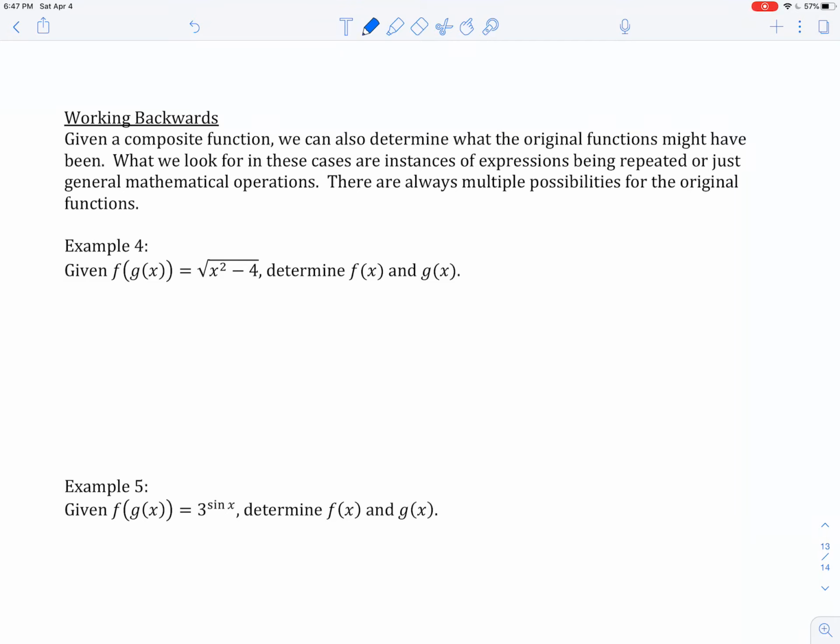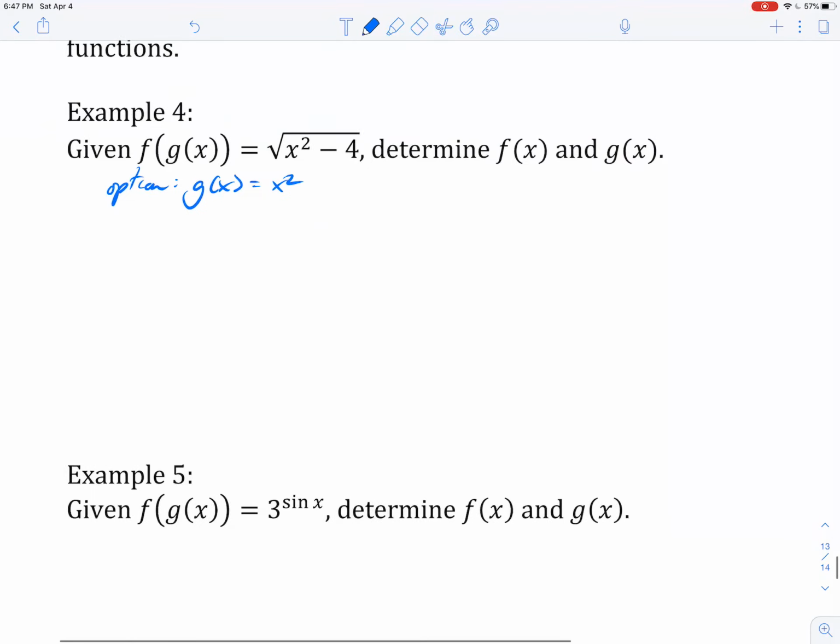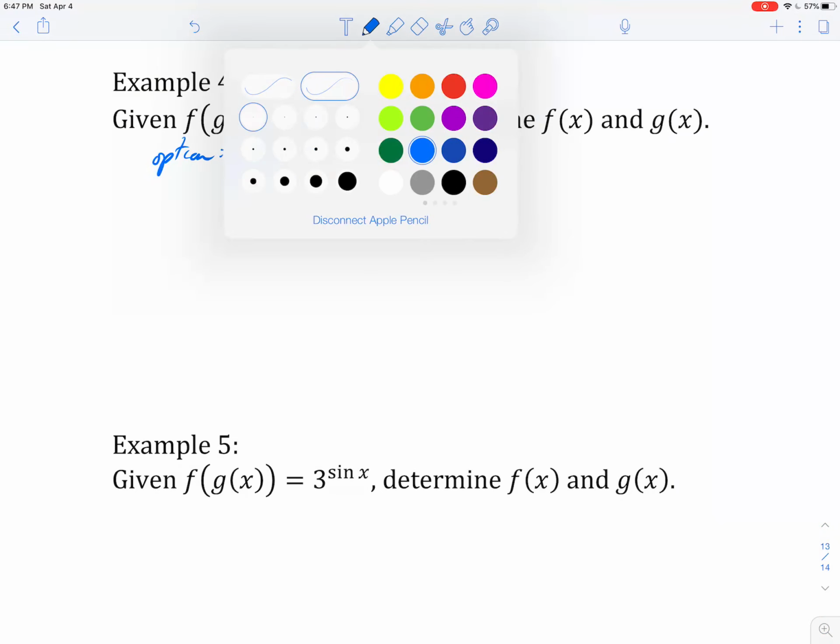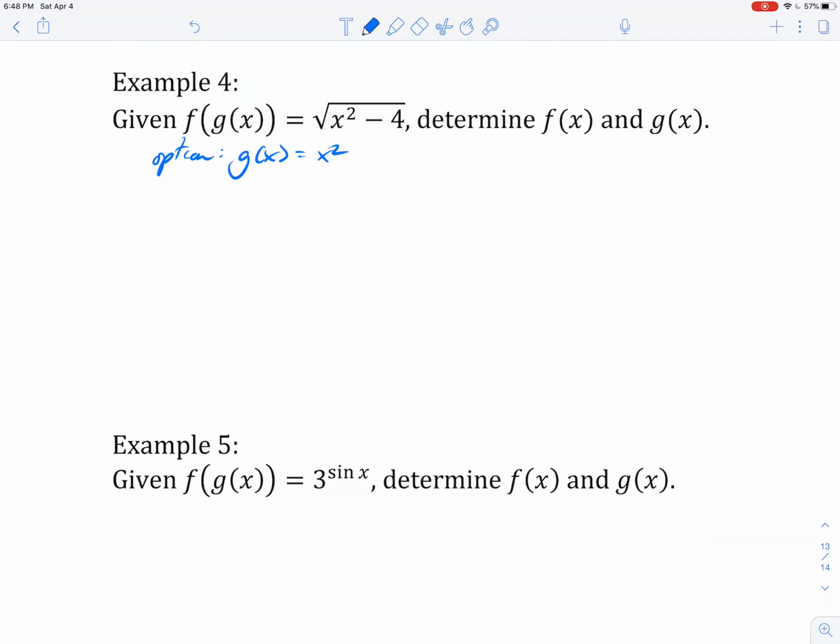For example, I have the option of letting g of x be x squared. If that's what I'm deciding here, I'll stay on blue, then that means that f of g of x, based on my decision to say g of x is x squared, is the same thing as square root of g of x minus 4. And here's the crazy thing I'm about to do. I'm going to replace g of x with x.